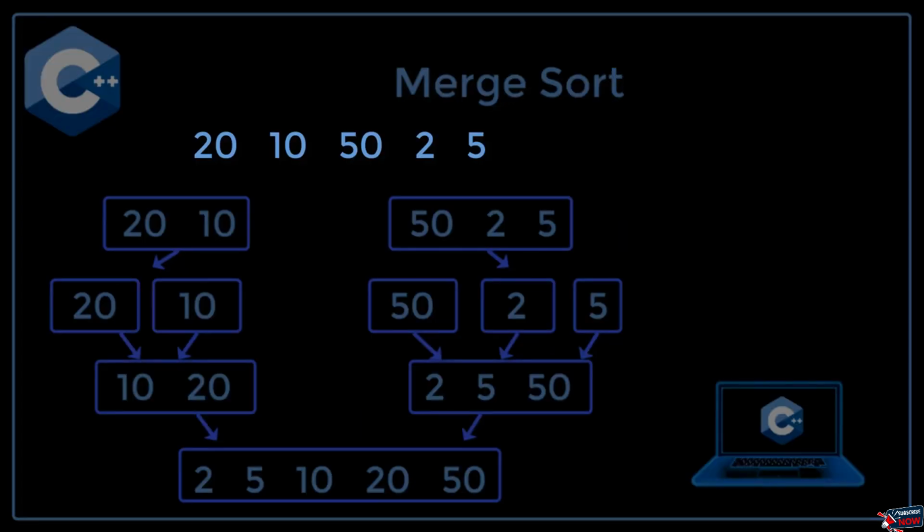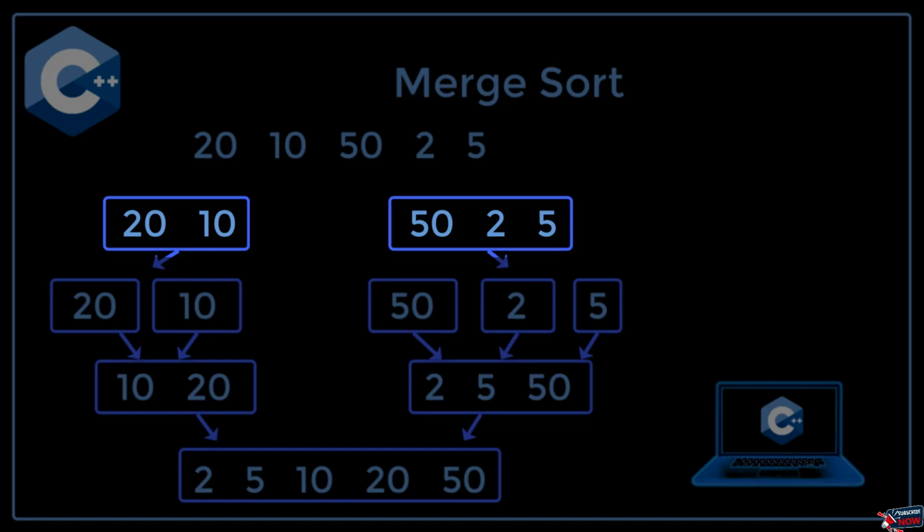For example, let's start with the collection of elements 20, 10, 50, 2, and 5. First, we can break the list into 2 sublists. Since it is odd, one sublist will have 2 elements, and the other will contain 3 elements.